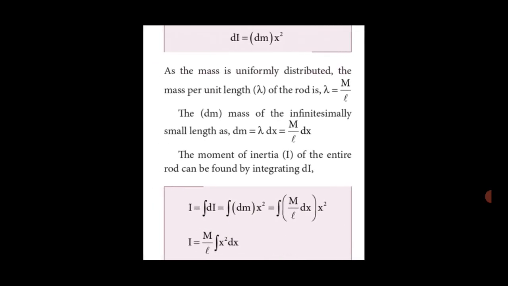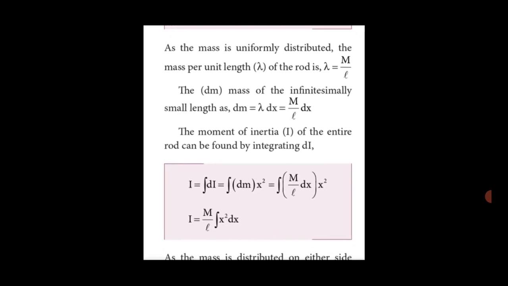As the mass is uniformly distributed, the mass per unit length of the rod, which we take as lambda, is lambda is equal to mass by length, that is capital M by L.